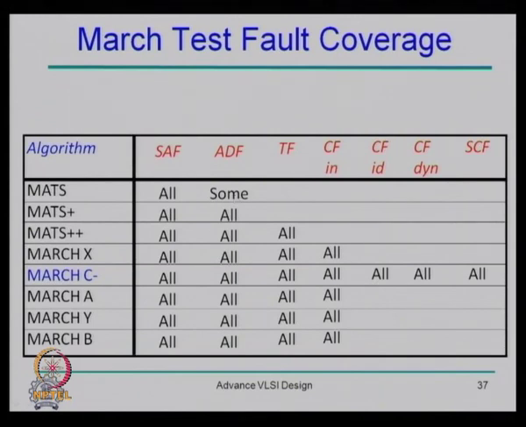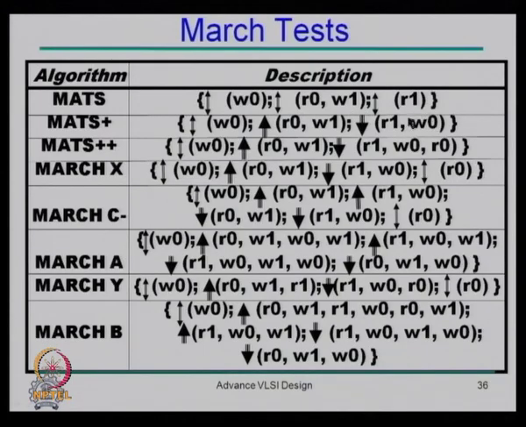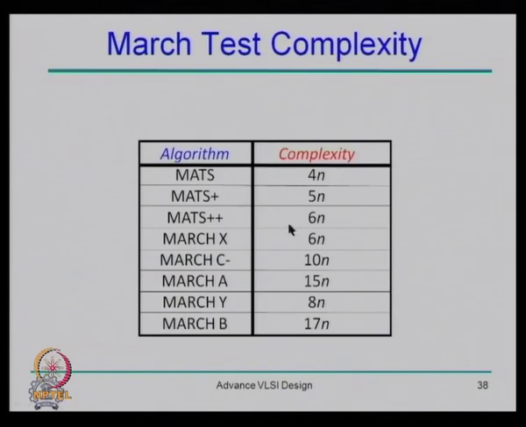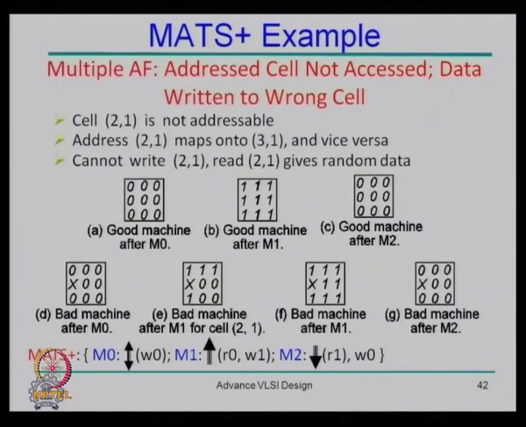This can detect some of the address decoder faults, but may not detect all address decoder faults, whereas MATS+ is augmented again by W0 in the third march. That means you are writing back 0, going in the forward direction and then in the reverse direction, which makes sure that you will also detect all the address decoder related faults. If you look at the complexity of various algorithms, this will be the complexity. This example I have already given you, so I skip.